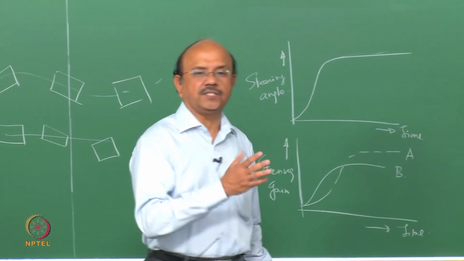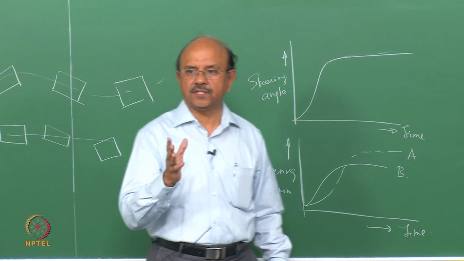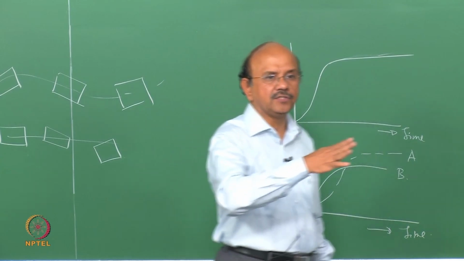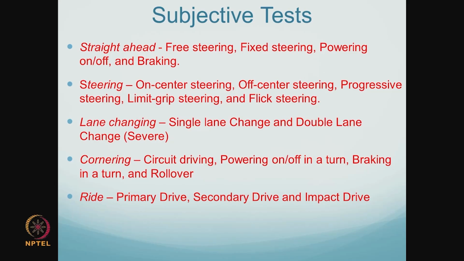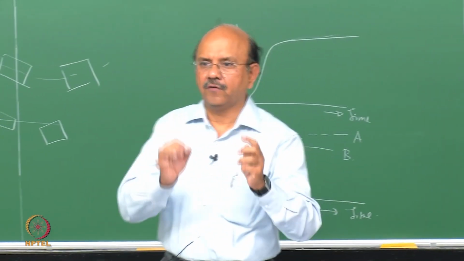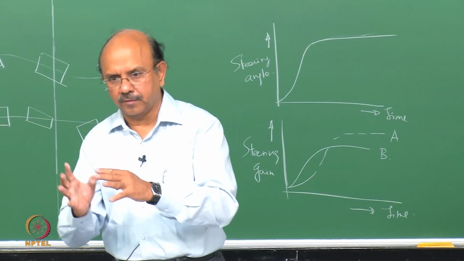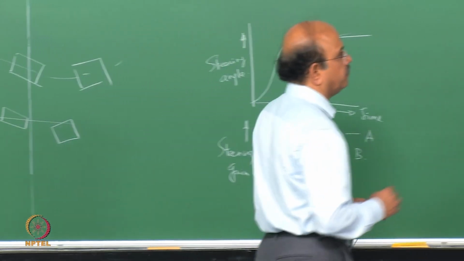Steering: on center steering, we already saw. Off center steering, when the steering is not at the center, how does it behave? Progressive steering, this we called linearity, as an increase. Limit grip steering is what we have been talking about. And flick steering, when I just flick the steering, what is the returnability? That's what is given by flick steering. So we give a number of steering inputs when the steering is straight or when the steering is off center, away from the center. This is what we are looking at.